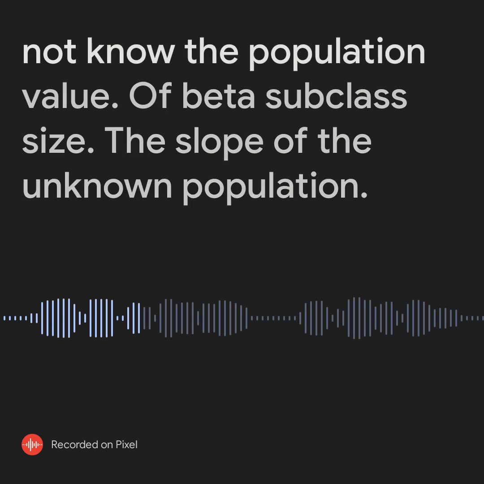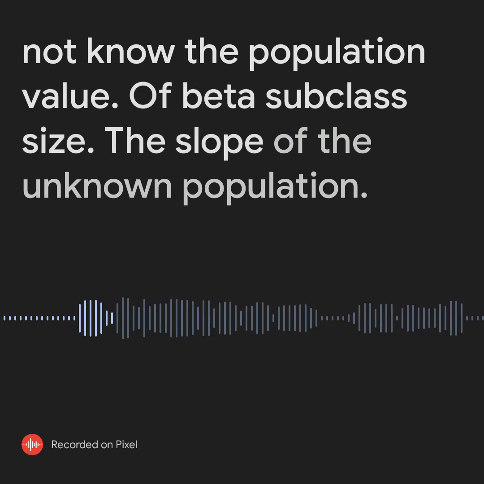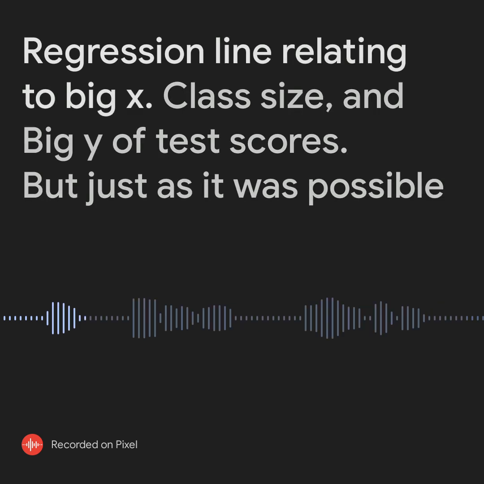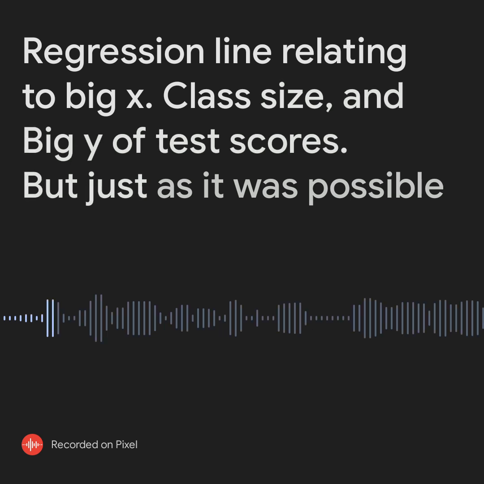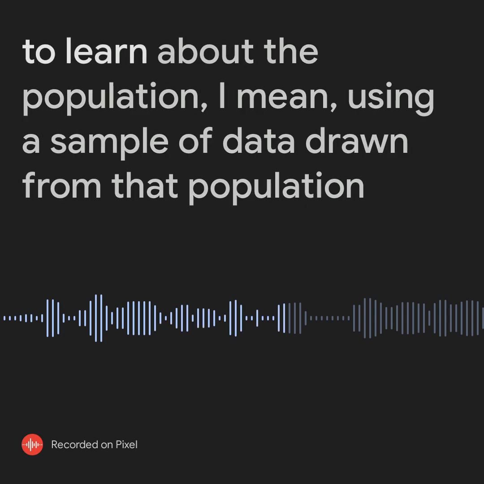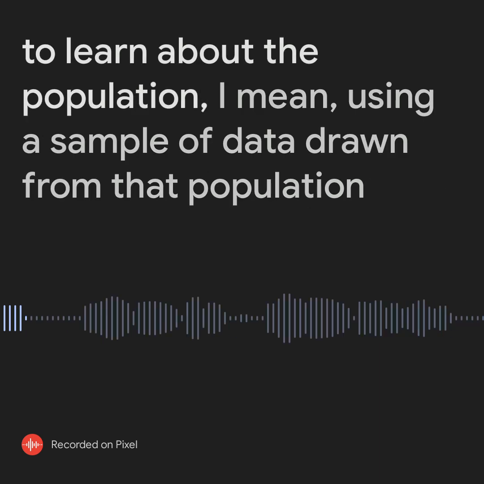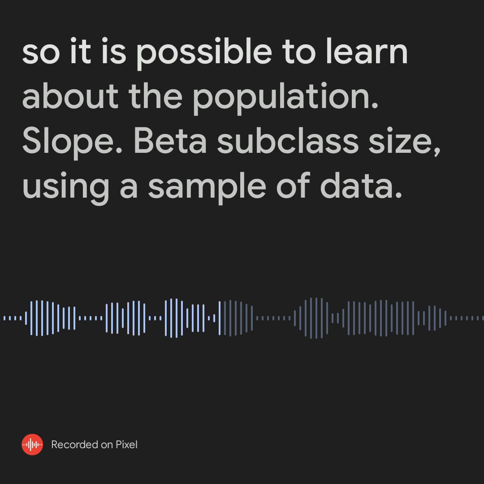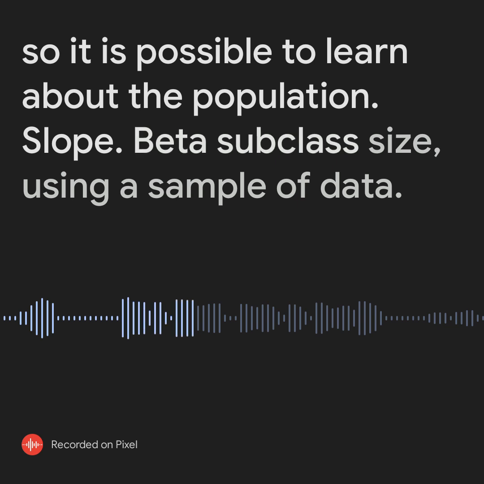We do not know the population value of beta sub class size, the slope of the unknown population regression line relating big X, class size, and big Y, test scores. But just as it was possible to learn about the population mean using a sample of data drawn from that population, so it is possible to learn about the population slope beta sub class size using a sample of data.